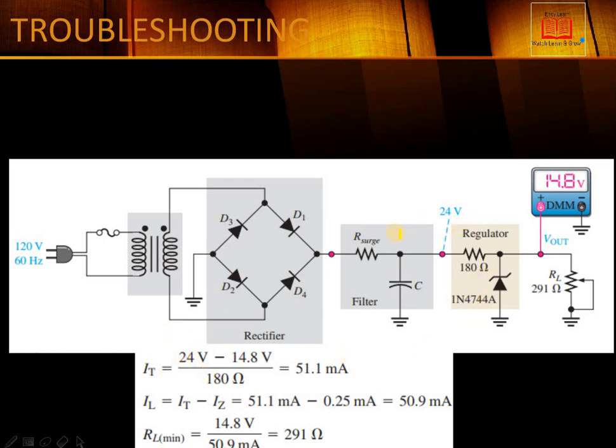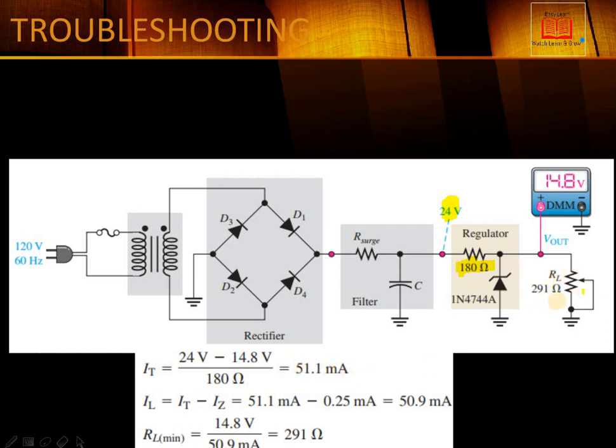Here two voltages are available: 24 volts, which is the input, the main voltage from the output after the filtration, and 14.8 volts, that is the V output. So 24 volts minus 14.8 volts, divided by the resistance that we use for the regulation purpose. So the total current here is 51.1 milliampere.